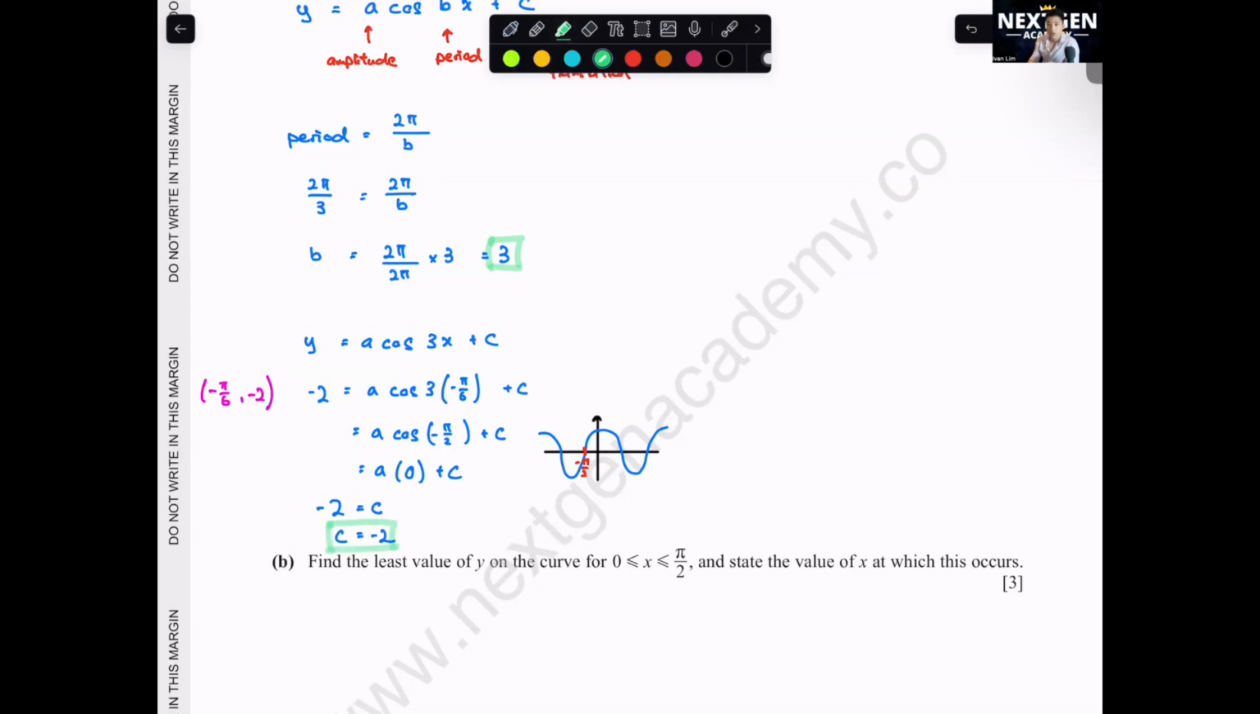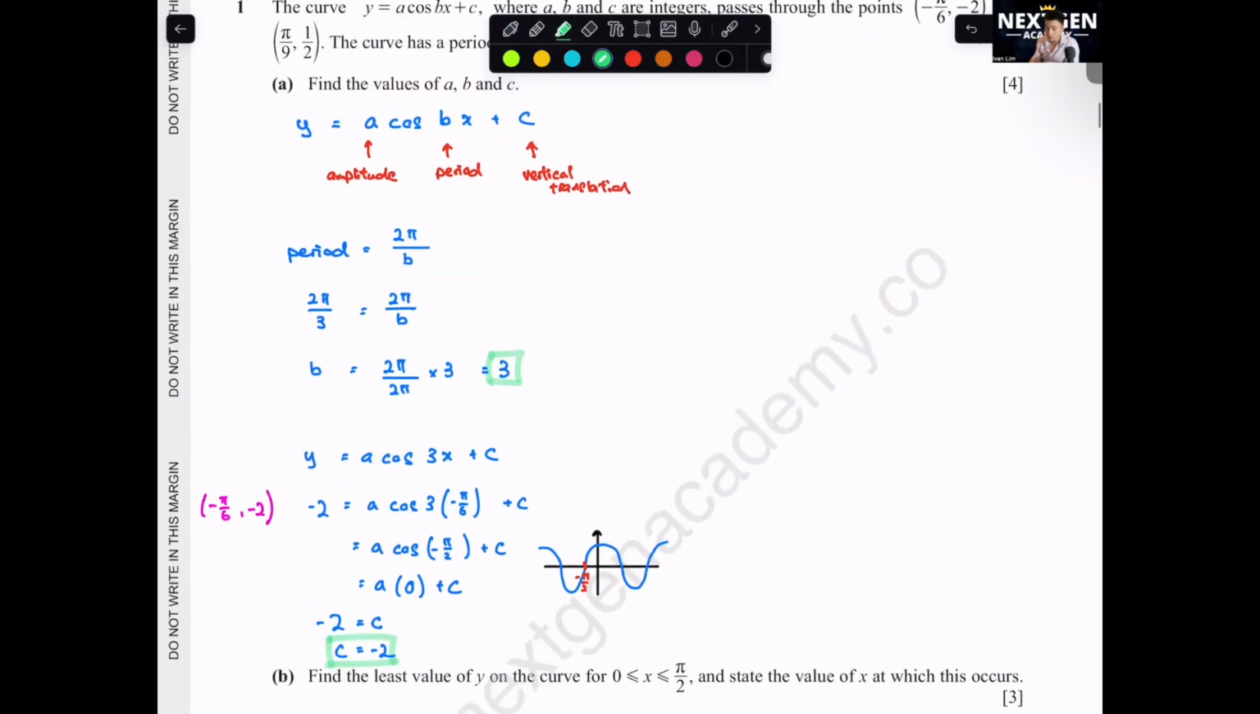Got it? For any intervals of 90 degrees, you use the graph. For the special angles, which are your 30 degrees, 45 degrees, and 60 degrees, you have to use the special angles from the triangles.